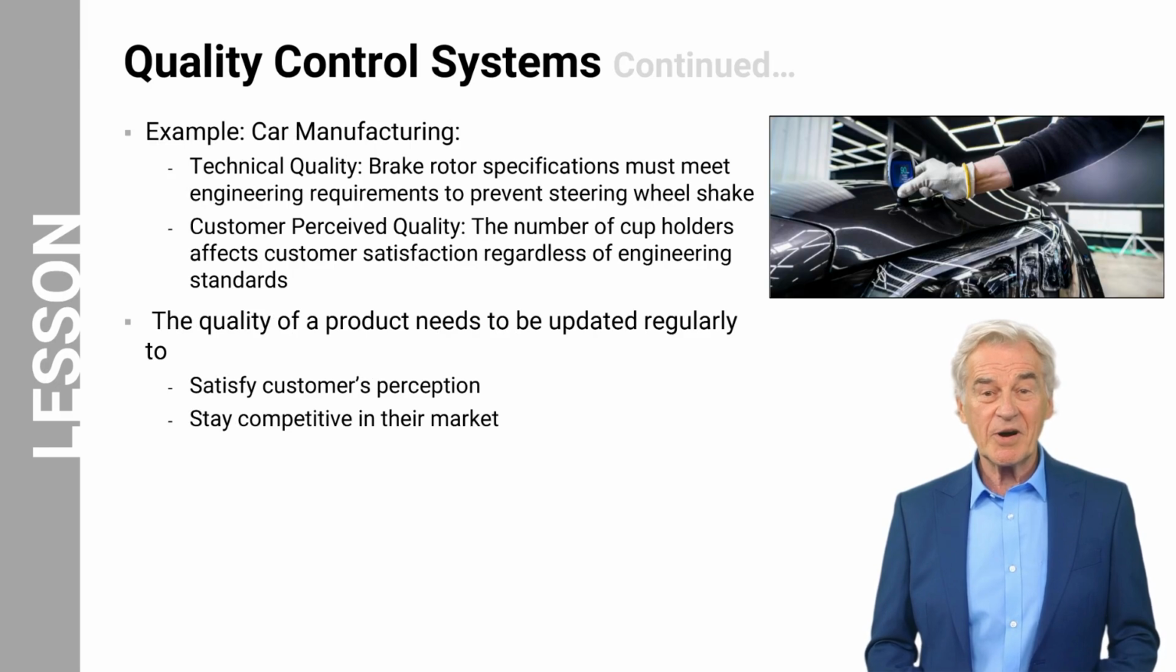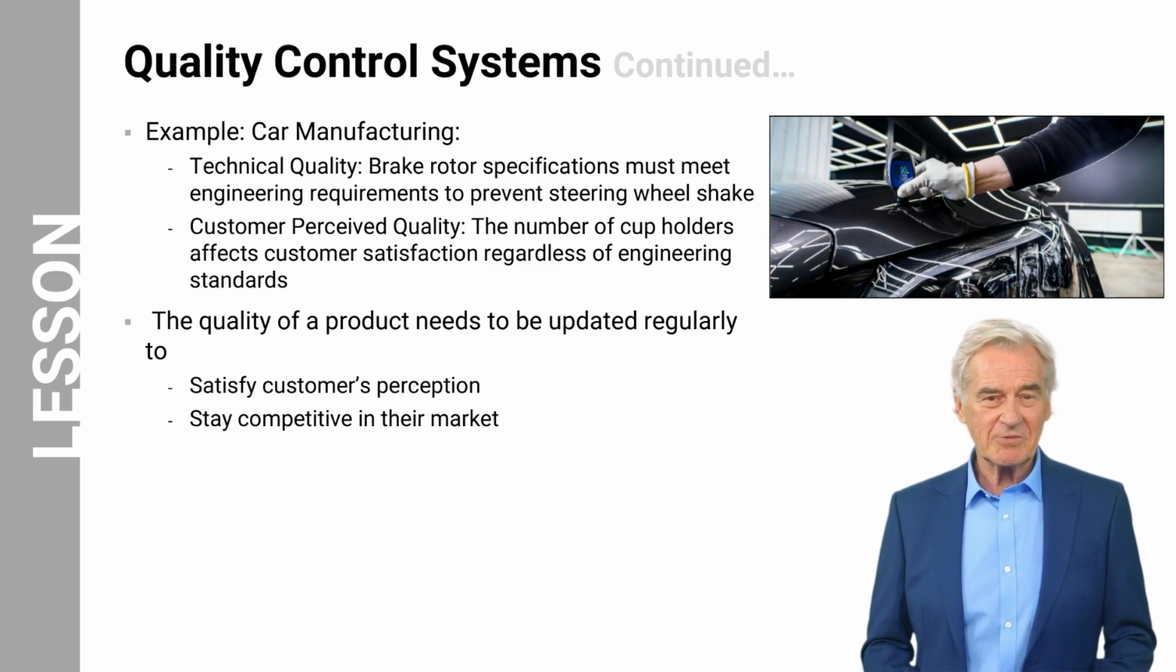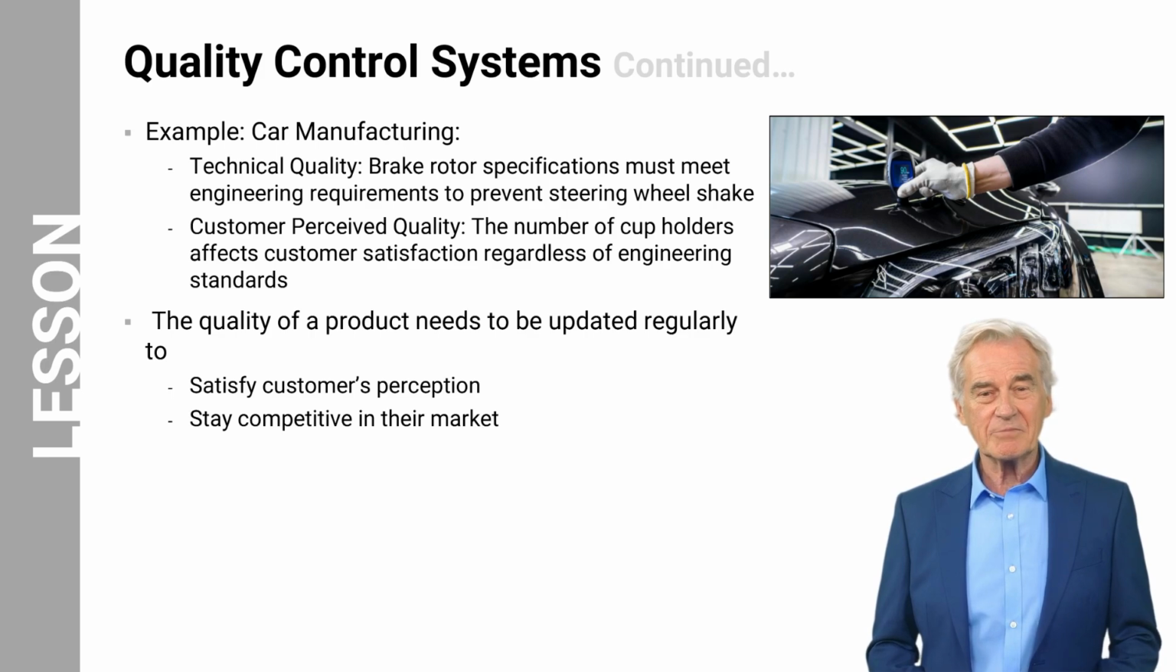For example, in a car, the design engineers provide specific requirements for the diameter and thickness of its brake rotors. If they do not meet these specifications, the steering wheel may shake. On the other hand, if the customer tests the car and notices that there are not enough cup holders, the customer's perception of the quality is poor. However, for the design engineers, this number of cup holders meets the requirements. The quality of the product needs to be updated regularly in order to satisfy the changing perception of the customers and stay competitive in the market. Hence, it is important that the quality process ensures that the product meets the customer's requirements and is up to date with market trends.